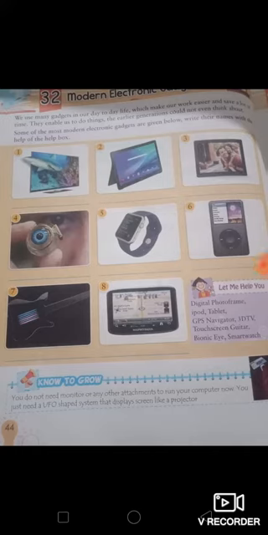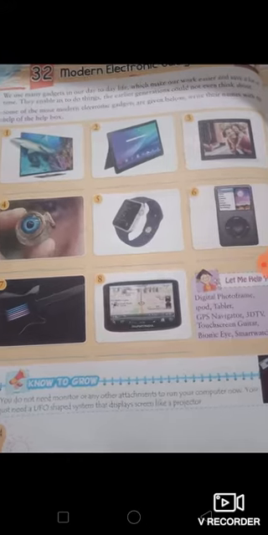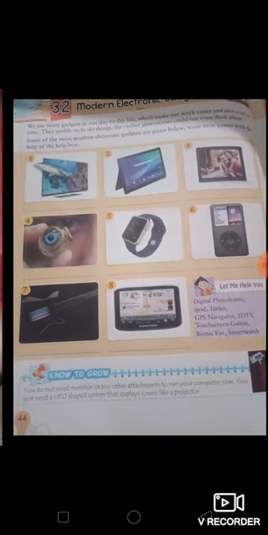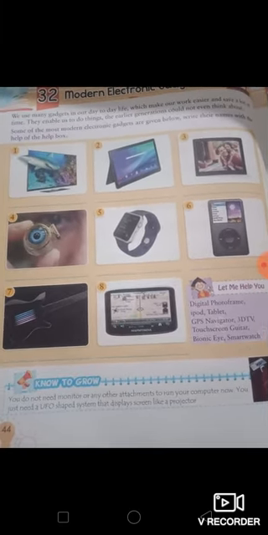So today we will complete exercise 32, in which we have some pictures of modern electronic gadgets. You have to just identify the picture, and with the help of this hint box you have to write the correct name of the device. Okay, the first one you all can easily guess, the second one also you can guess, the third also. I will talk about the fourth one.